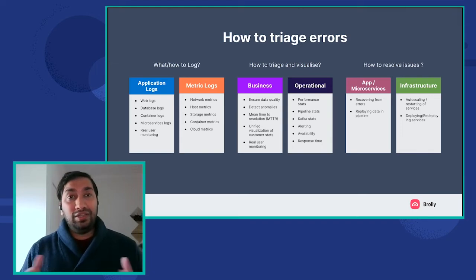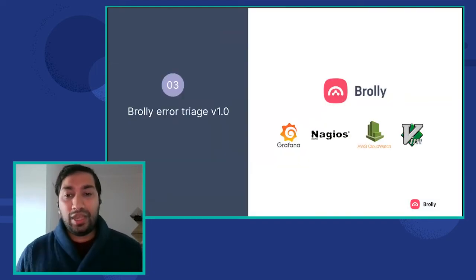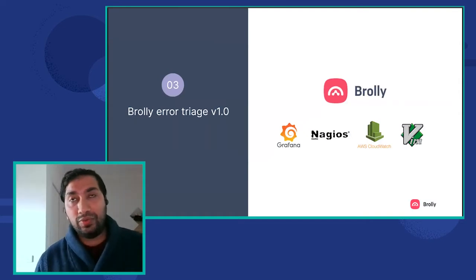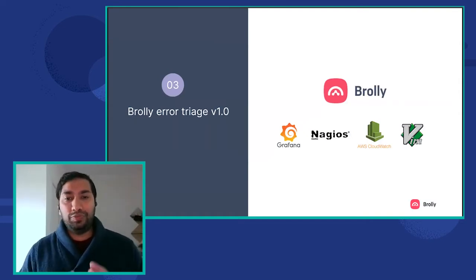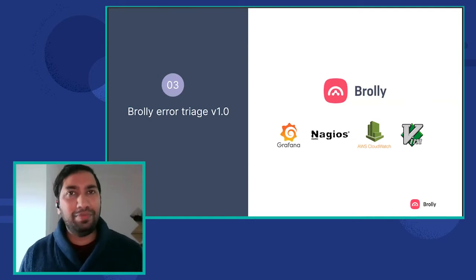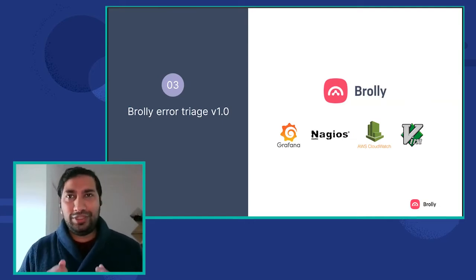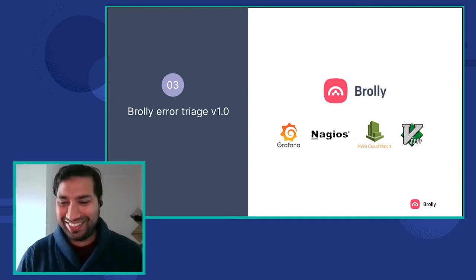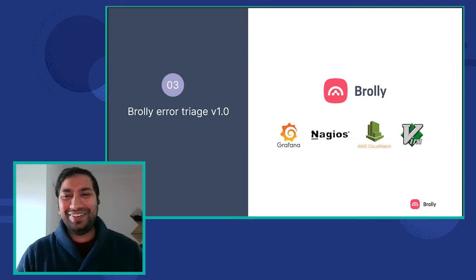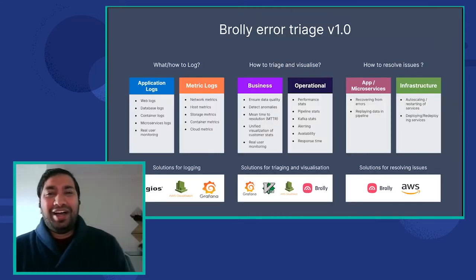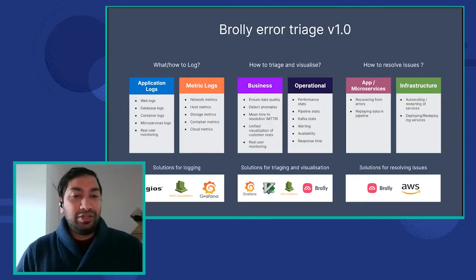And when we did deploy Brolly, we had our version 1 of this thing. And what was version 1? Version 1 was basically a combination of Brolly, Grafana, Nagios, CloudWatch, and my favorite, Vim. Because all you have to do is just tail the logs on Vim and leave them on your screen. You look like a hacker. Everybody thinks you're doing work. And let's not get into it that much. That's all my trade secrets. But anyway, moving on. Brolly error triage version 1.0.